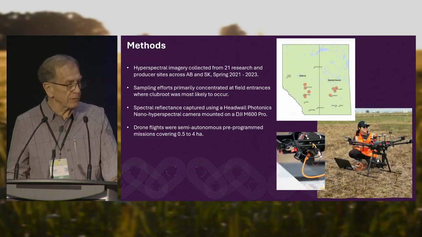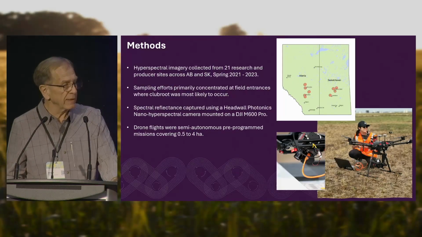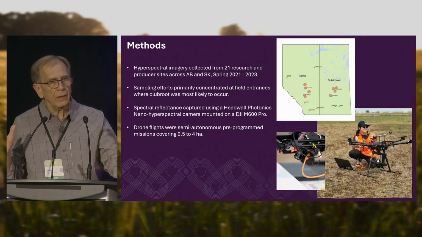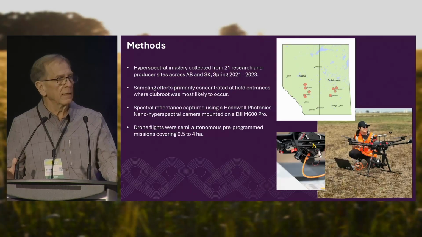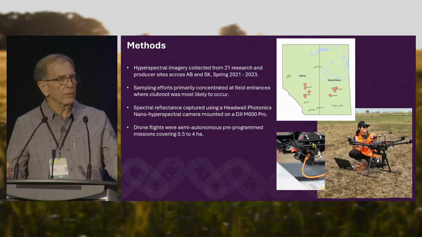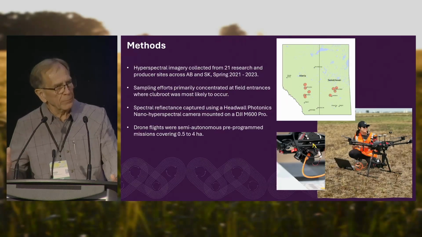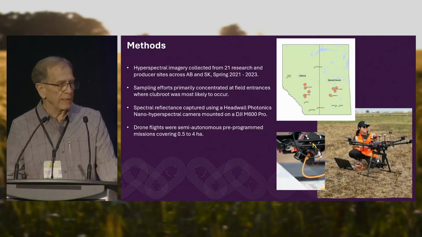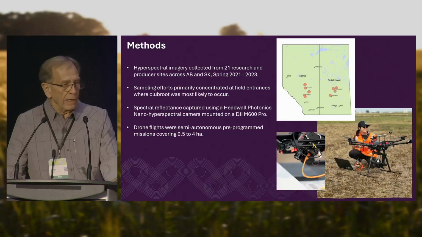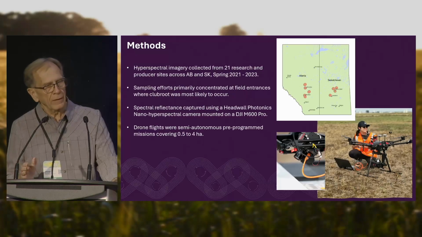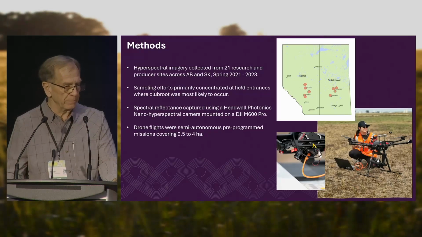Spectral reflectance was captured using a Headwall Photonics Nano-Hyperspec camera mounted on a DJI M600 drone. The Nano-Hyperspec captures 273 spectral bands between 400 and 1,000 nanometer wavelengths. So you're taking that 400 to 1,000 nanometer range, and you're breaking it up into 300 or so discrete units, roughly two nanometers each. That's the discriminating power that I'm talking about. Slight changes in composition are going to show up with a slightly different spectral range.